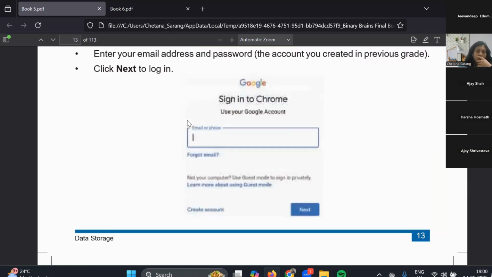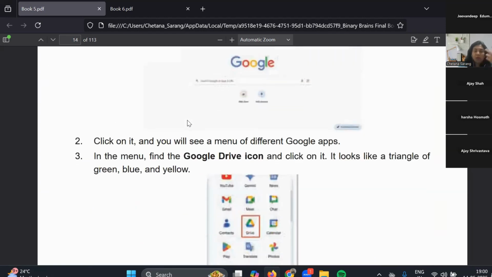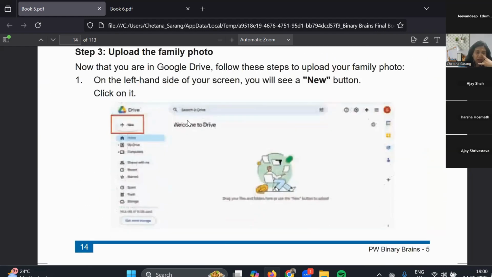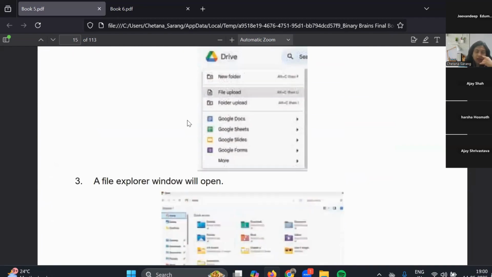How to open Google Drive and upload, we have given for people who are really naive, who don't know about this. Uploading a family photo. They can do this activity even at home.